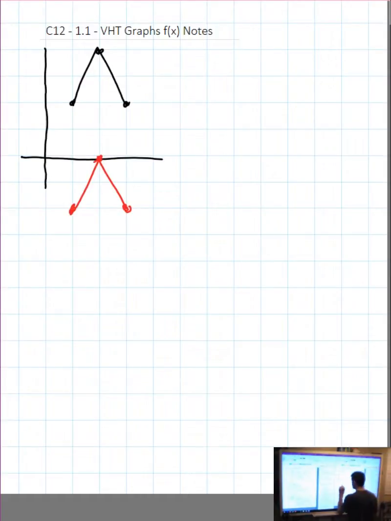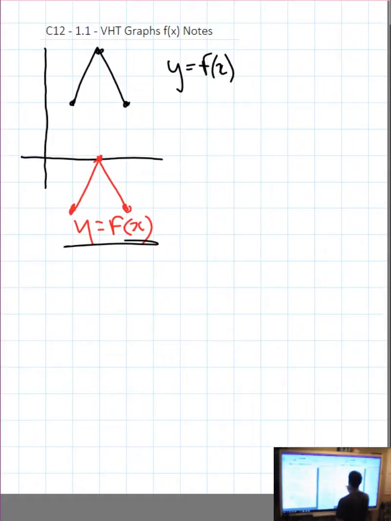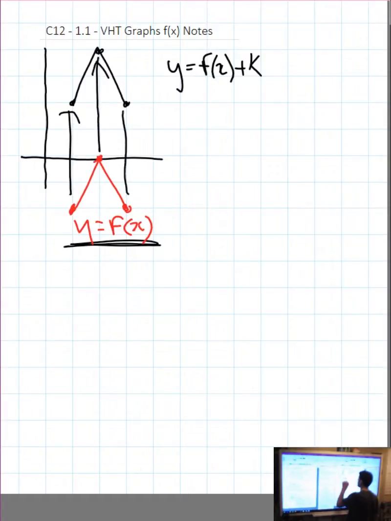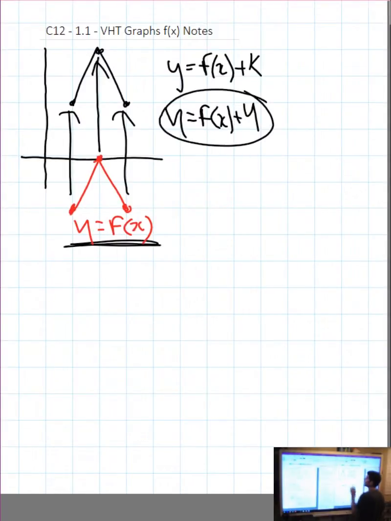So let's call this y equals f of x. Now this function up here in black, call it whatever you want, but for the moment, let's say it's in the form y equals f of x, whatever f of x was down below, plus k. Well, I know that I'm moving this graph up 4, and I know that from grade 10 and 11. If I want to, I can just say y equals f of x plus 4, and that would be a fine answer.